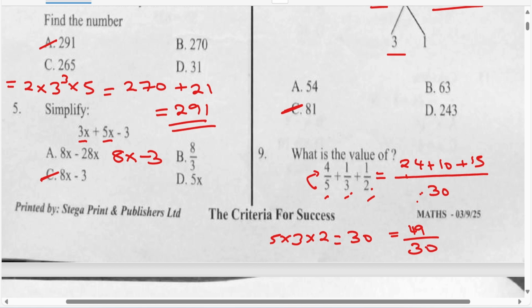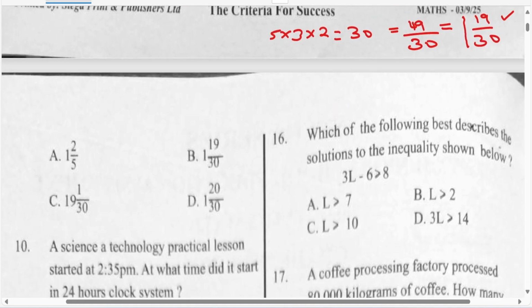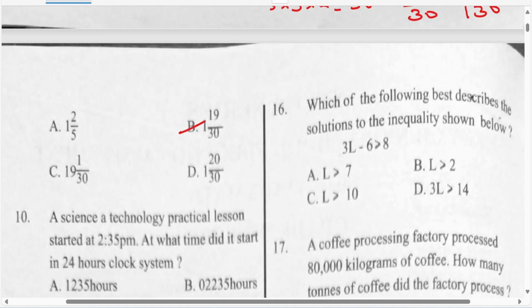So 49 out of 30, hii ni improper fraction, lazima ubadilishe kwa mixed fraction. Yani mixed fraction ni nini? Ni fraction ambayo iko na whole number and a fraction to it. So wajiuliza 30 yaingia kwa 49 mara ngapi? Yaingia mara moja. So it gives you one whole number. So from that 49 utabakia na ngapi? Ukisubtract 30, you'll remain with 19 over 30. So that is basically your answer. So your answer is 1 19 over 30.